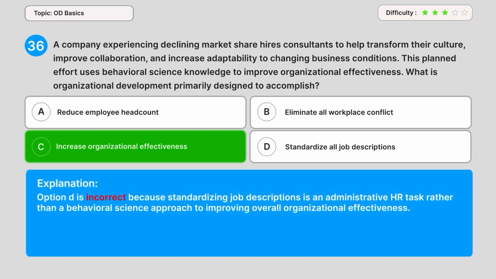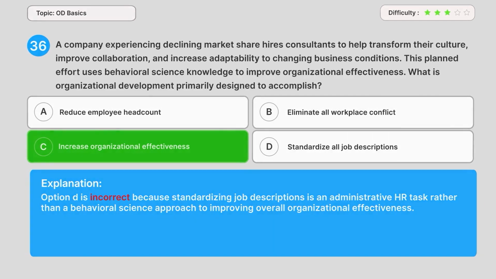Option D is incorrect because standardising job descriptions is an administrative HR task rather than a behavioural science approach to improving overall organisational effectiveness. Organisational development is a planned effort using behavioural science to improve organisational effectiveness. When a company brings in consultants to transform culture, improve collaboration, and increase adaptability, that's OD.